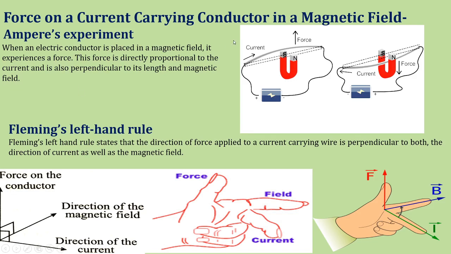Now, force on a current carrying conductor in a magnetic field. Ampere's experiment. When an electric conductor is placed in a magnetic field, it experiences a force. This force is directly proportional to the current and is also perpendicular to its length and the magnetic field. So, this is the current.